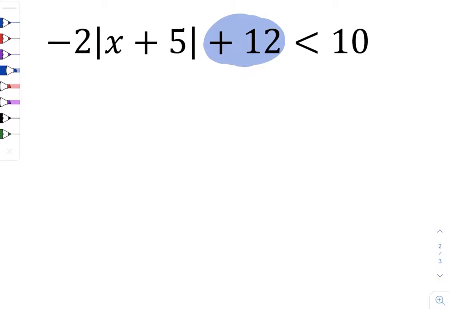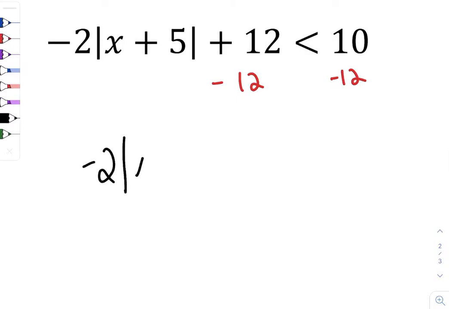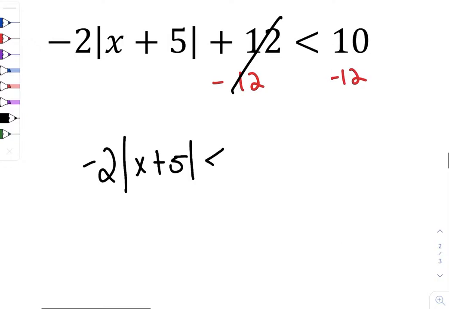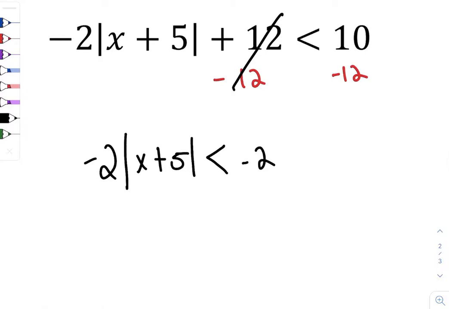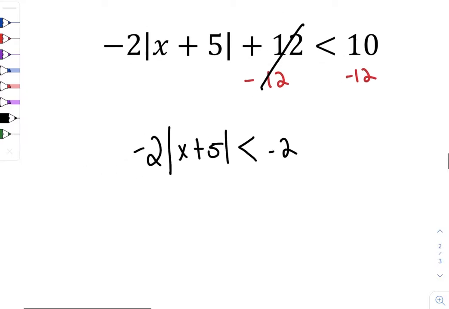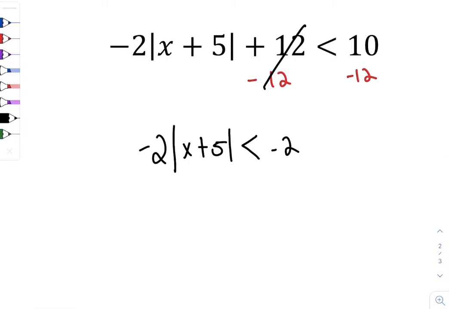I typically find that it's smoother doing the addition and subtraction first. So I'm going to go ahead and subtract 12 on both sides. And then I'm going to rewrite this. So we get a negative 2, absolute value, x plus 5. And then plus 12 minus 12 is 0. So that's going to look like it disappears. And then 10 minus 12 is negative 2.